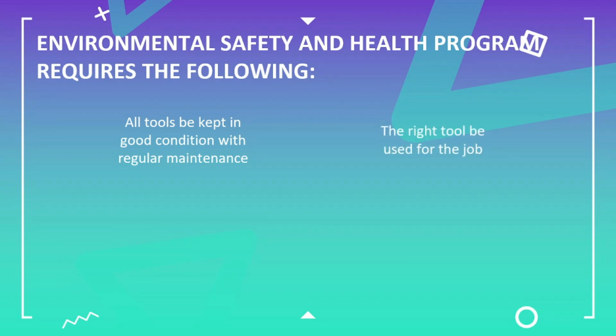Second, in the environmental safety and health programs is the right tool to be used for the job. Example, you shouldn't use wire cutter in order for you to recover parts from location that are too small for your hand to fit. What are you going to use instead? Yes, you have to use part retriever instead.